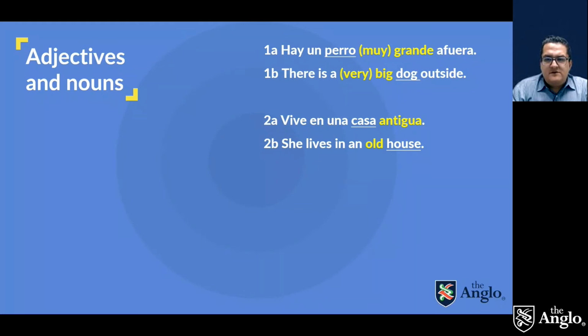Roman, Miriam, Santos, Mauricio, Karen, Juan, they all say before. Before the noun. Excellent, excellent, very good.